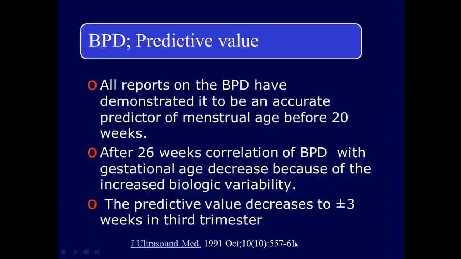All reports on the BPD have demonstrated it to be an accurate predictor for gestational age before 20 weeks. For example, Hadlock demonstrated the variability to be plus or minus 1 week, or 2 standard deviations, in a population of 1,771 patients seen between 14 to 20 weeks. After 26 weeks, correlation of biparietal diameter with the gestational age decreased because of biological variability. The predictive value decreased to plus or minus 3 weeks in the third trimester.